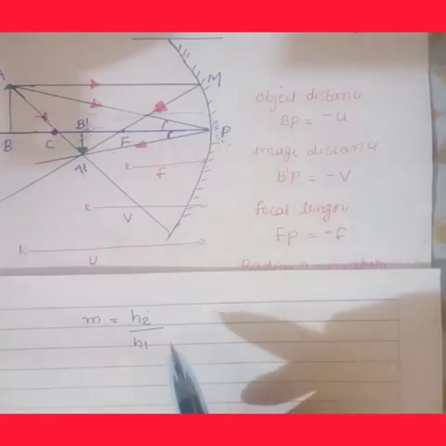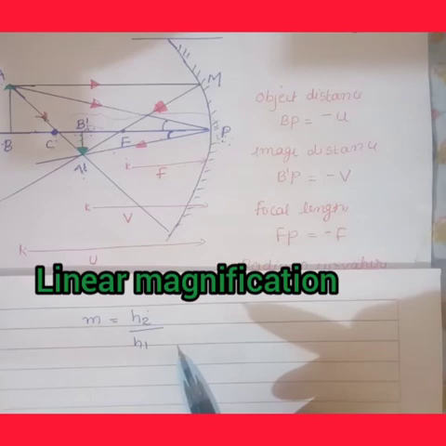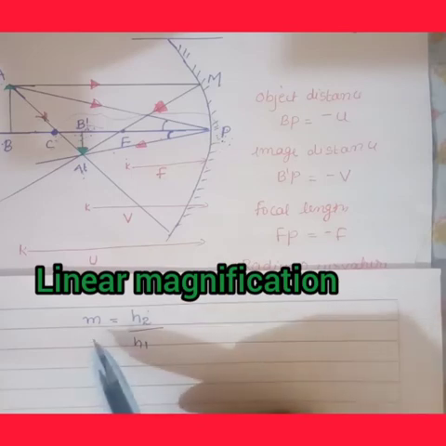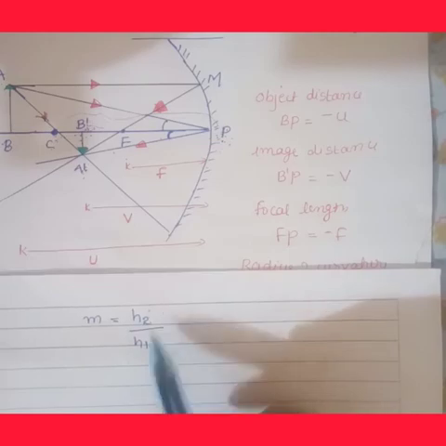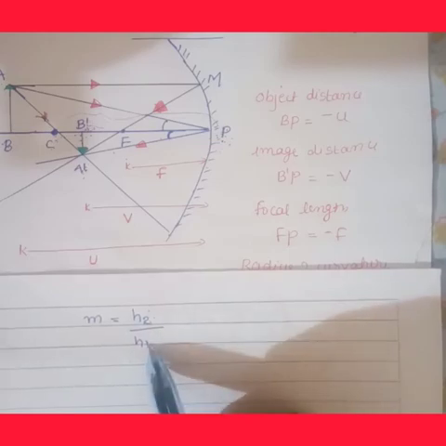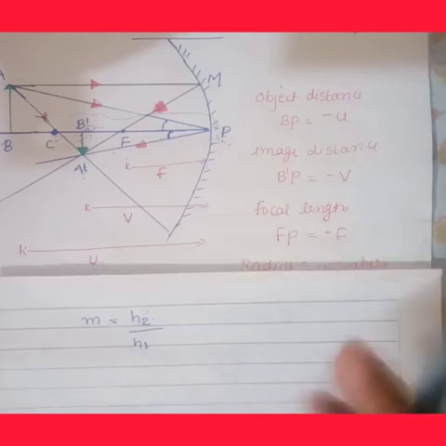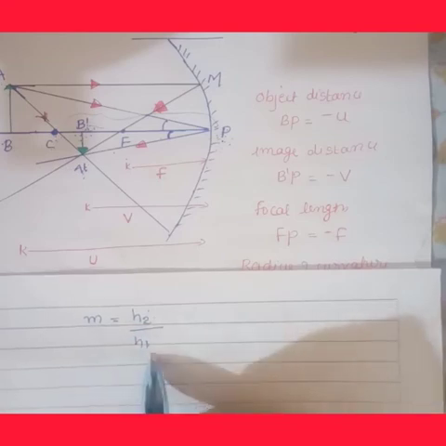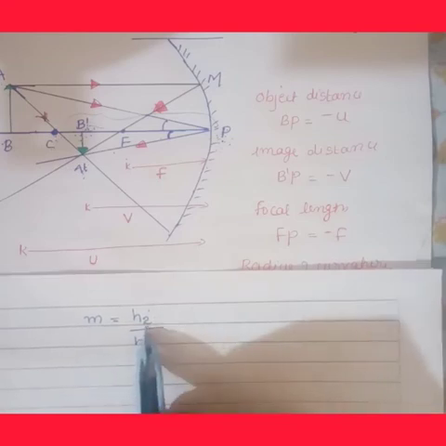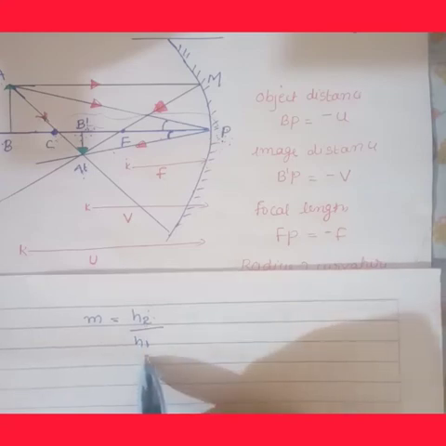The next one is linear magnification. What do you mean by linear magnification? Magnification is defined as the ratio of the height of the image to that of the object, called linear or transverse magnification, or just magnification, denoted by the letter M. So M is equal to H2 by H1, where H2 is the height of the image and H1 is the height of the object.